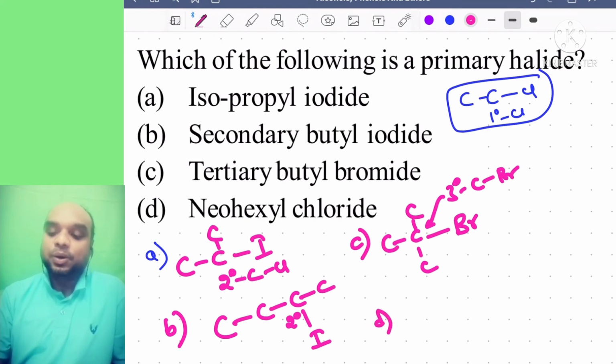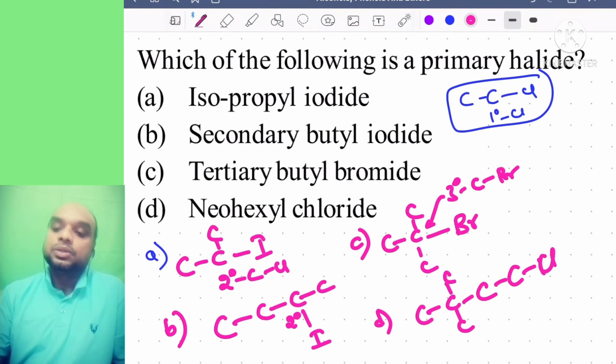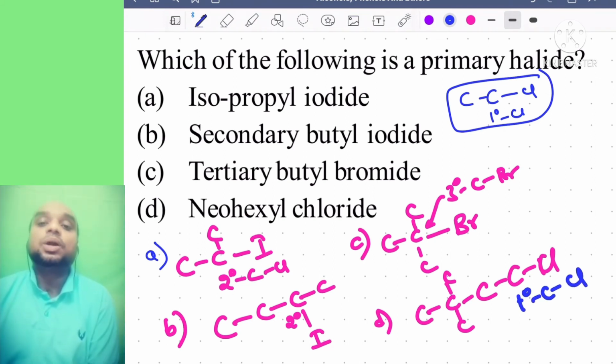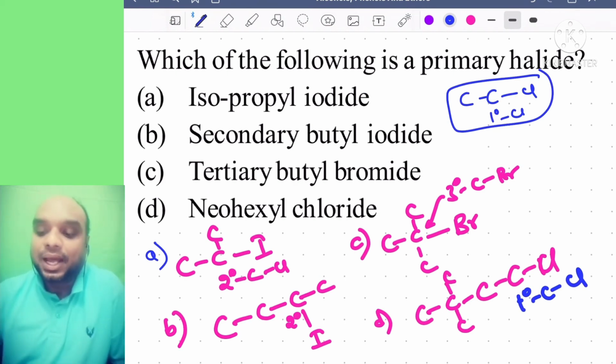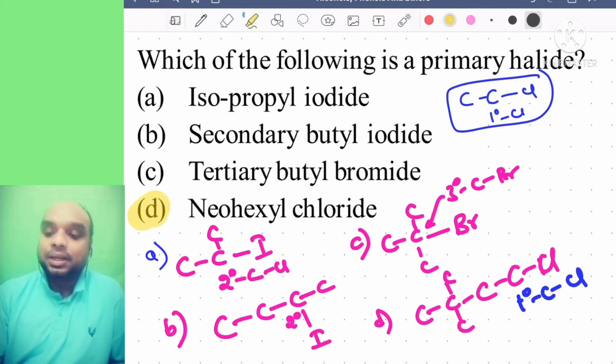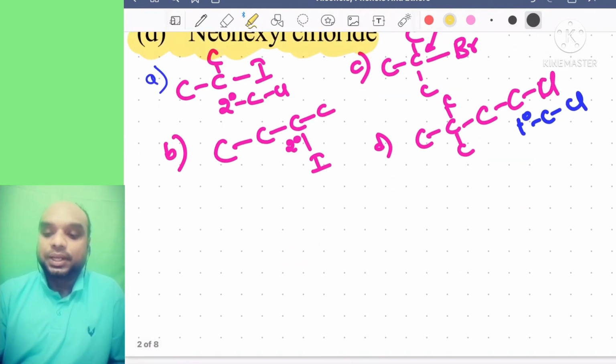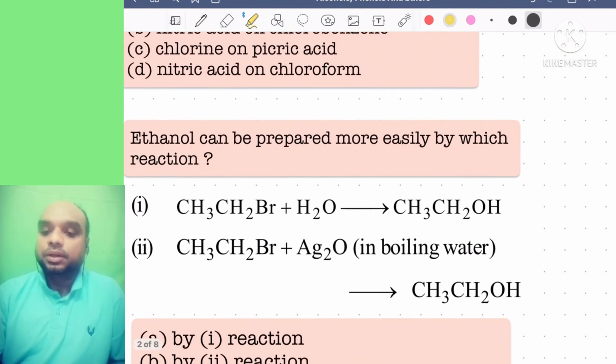And option D, neohexyl. The neo group means you have to take it like neopentyl. Neohexyl chloride: here this is a primary carbon, and that carbon is combined with the halogen. So it is a primary halide. What is the question here? Which of the following is a primary halide? Neohexyl chloride has a primary halide. So this one is the answer. Next question.